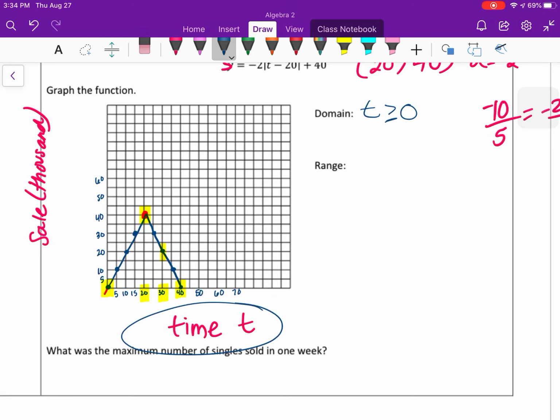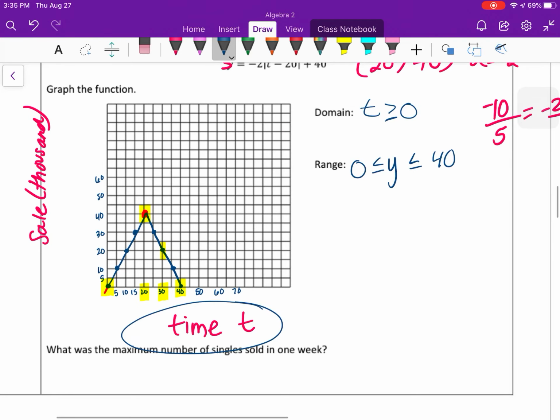Now your range is going to be all your Y values that are less than or equal to that 40,000, but greater than or equal to 0. You can either write it as a compound inequality or say Y is greater than or equal to 0 and Y is less than or equal to 40. It can be written either way. But again, you're not going to have a negative number of sales. We're going to assume, if they're still making albums but not selling any, technically their profits could go negative, but we're talking sales here.